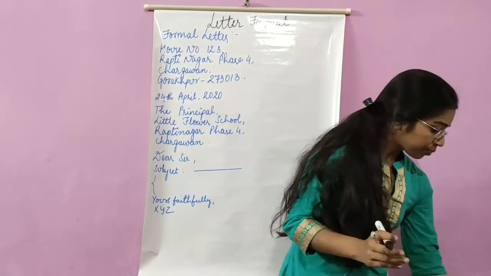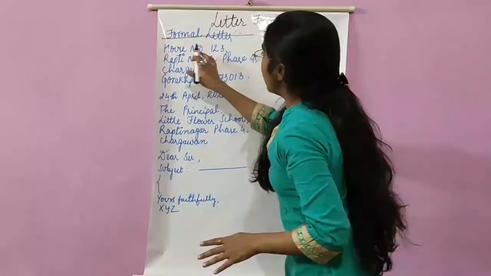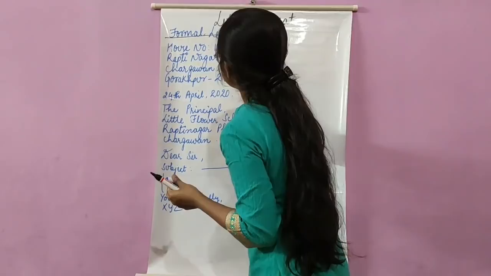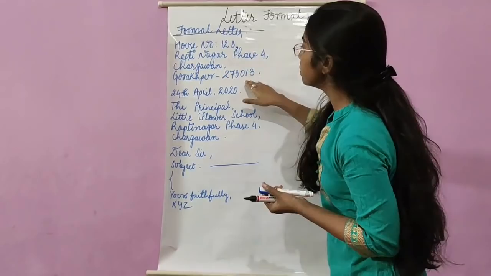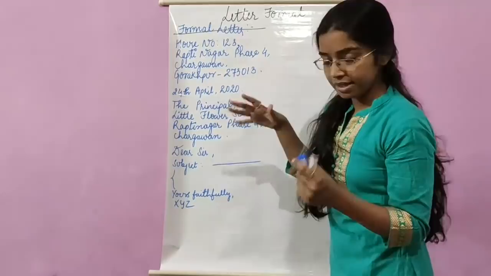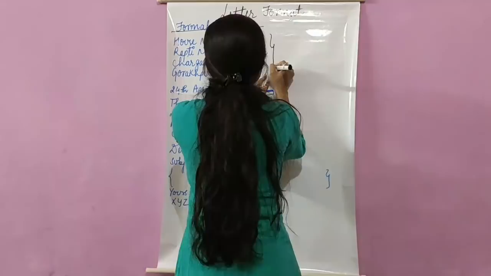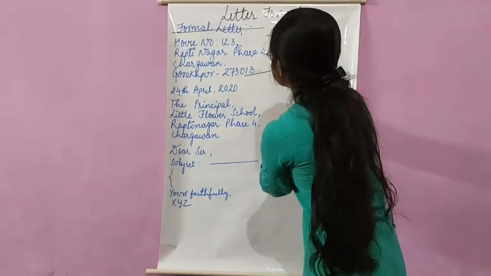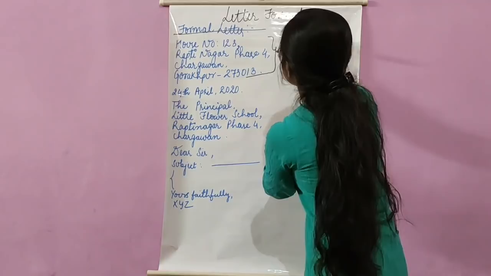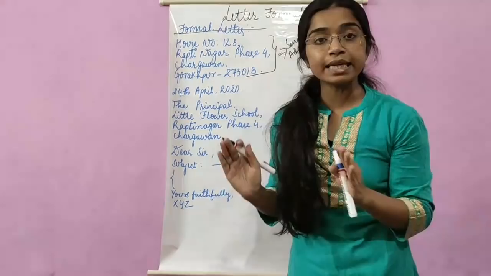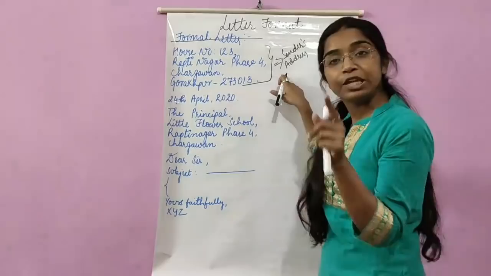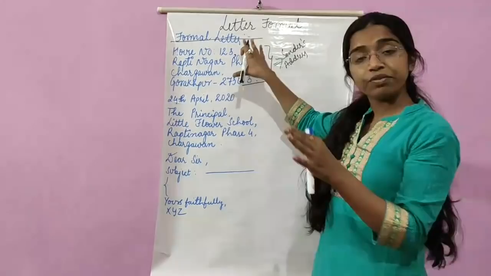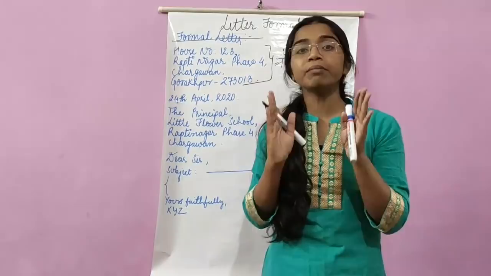Now, the very first part: House number 123, comma, and then in the next line, Rapti Nagar Phase 4, comma, Chargama, Gorakhpur 273013. This is the pin code of Chargama. Up till this pin code, this denotes the sender's address. Now, who is the sender? You. The one who is writing the application is the sender. So this will be your address. I have written a fictional address over here, but when you are writing, make sure you write your own address.